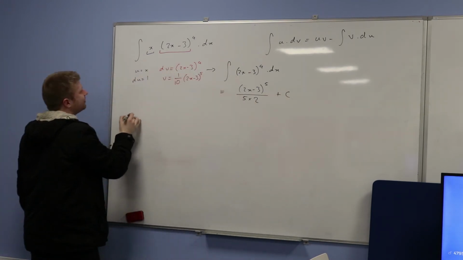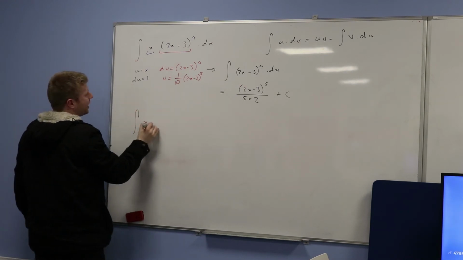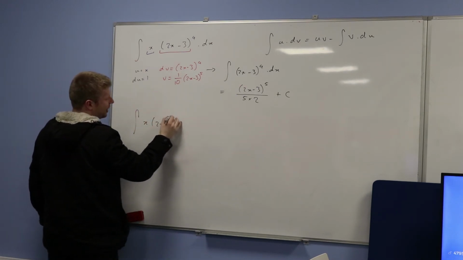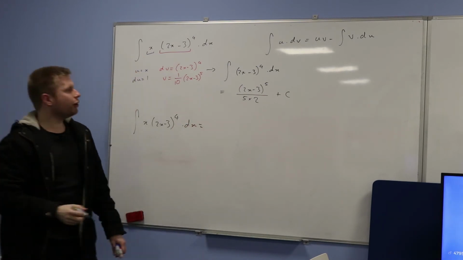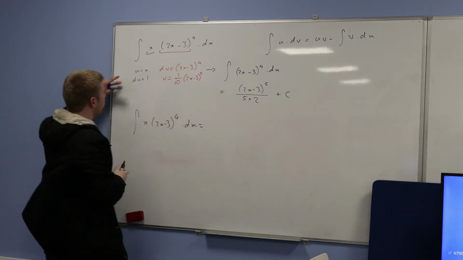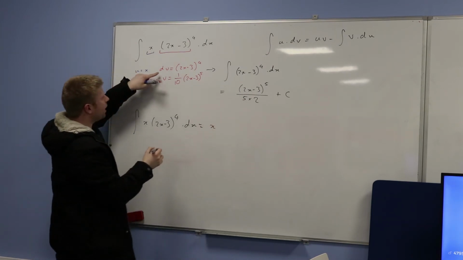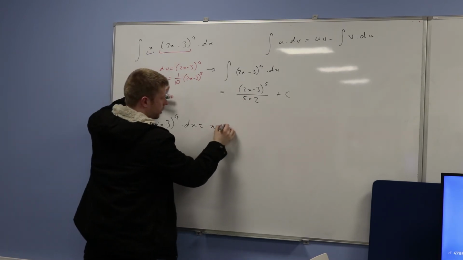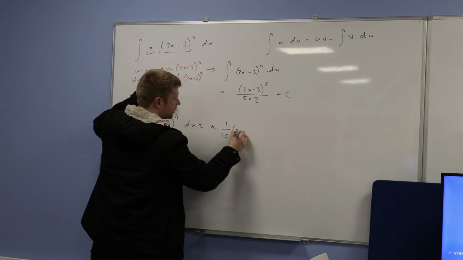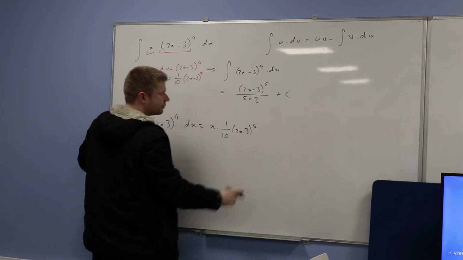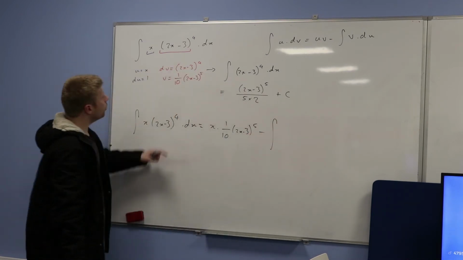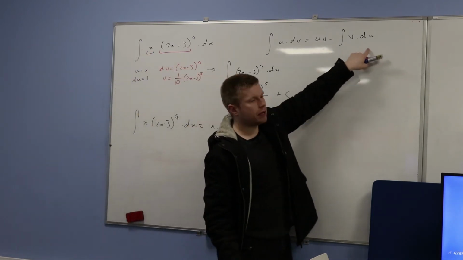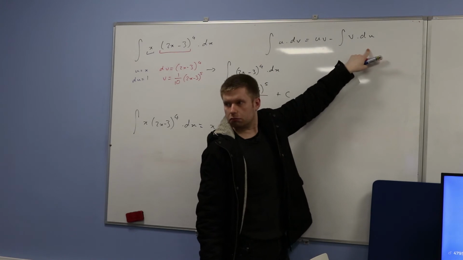Okay, let's have a look at this. So we know that the integral of x times (2x minus 3) all raised to the power 4 with respect to x should be equal to u multiplied by v, which is going to be x multiplied by 1/10 of (2x minus 3) all raised to the power 5, minus the integral, well, let's have a look, it's going to be the integral of v du. Make sense?